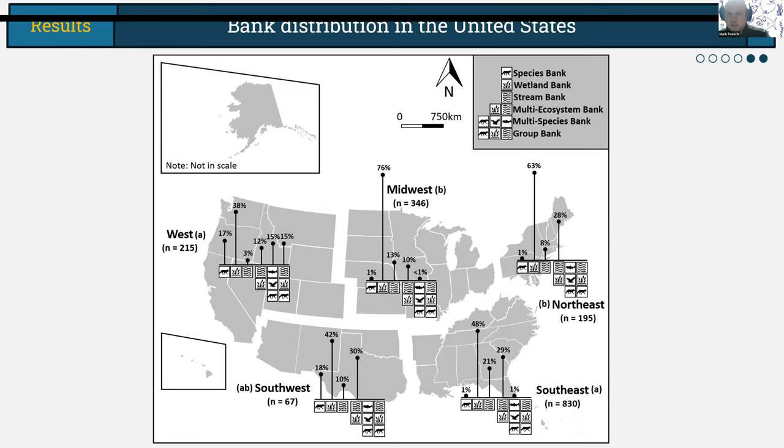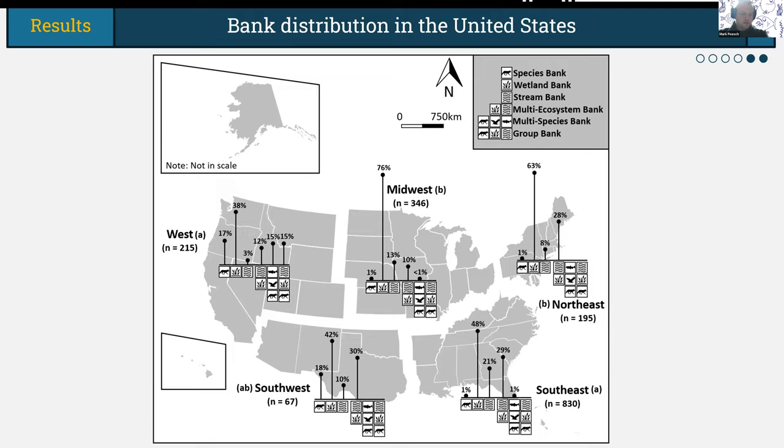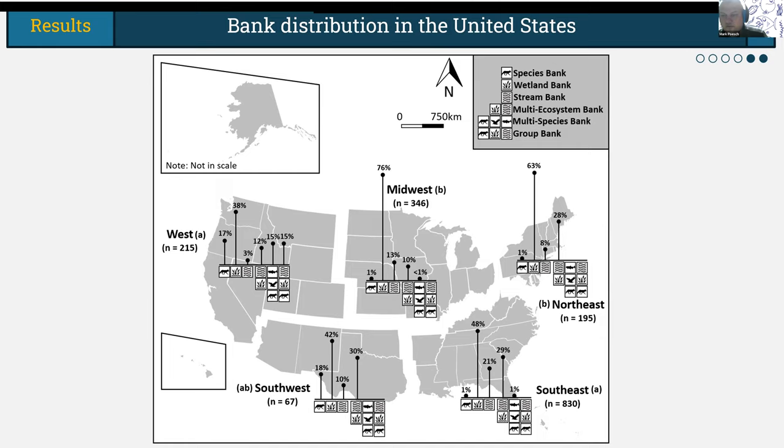I'll go through this quickly just because I'm running out of time, but this is a geographic map of the different areas in the United States, showing the distribution of different bank types, where we have species specific banks, wetland banks, stream banks, and then multiple ecosystem banks, multiple species banks, or group banks. As you can see, by the difference in the percentages, it differs widely across the continental United States. The different regions have different banking types, which may not be surprising, but when we talk about developing a national strategy, it's important to know the ecosystem and ecoregion for context.